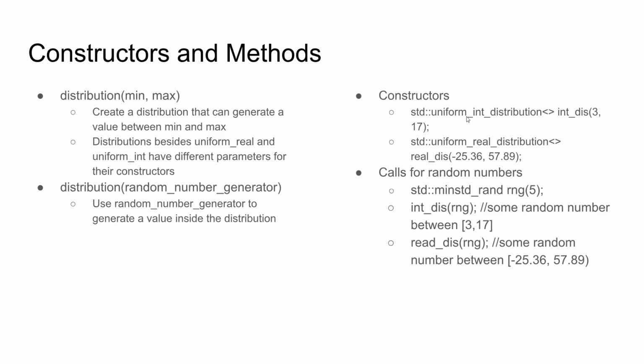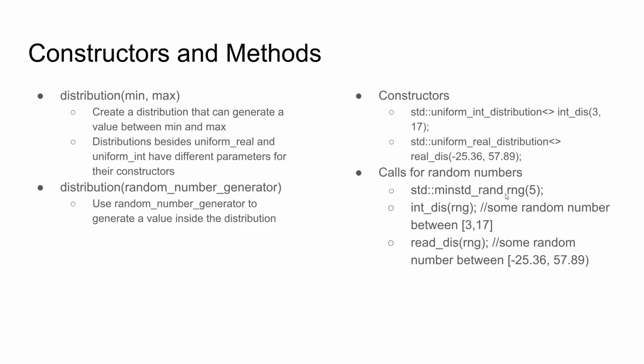So over here, I might create a uniform int distribution. Inside these triangular brackets, you either have to put int or nothing for it to be created. Now I have a uniform int distribution between 3 and 17. This one will give me a uniform real distribution. Inside these triangular brackets, you either need to say nothing or double. And this will be between negative 25.36 and 57.89.